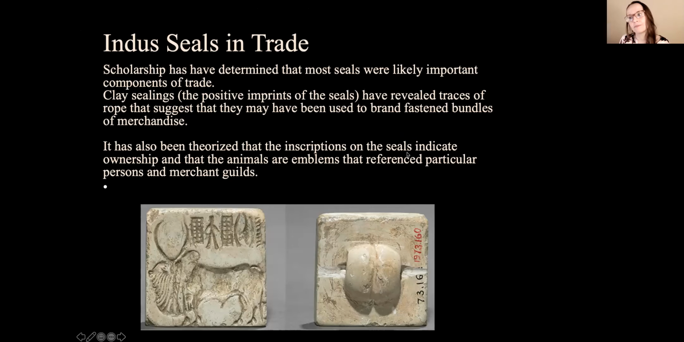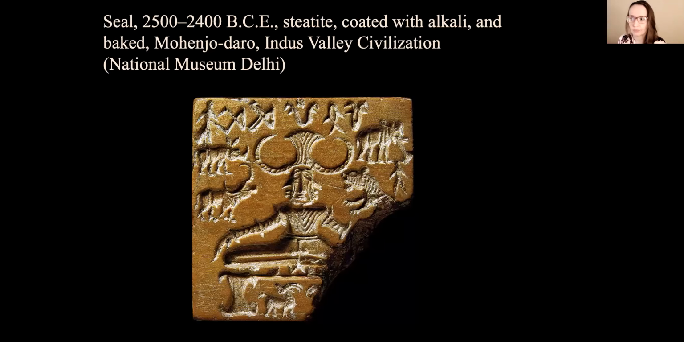Again, I already mentioned this, but Indus seals were likely important components of trade. We have found traces of rope on positive imprints of the seal that suggest they may have been used to brand fastened bundles of merchandise. It has also been theorized that the inscriptions on the seals indicate ownership and that the animals are emblems that referenced particular persons and merchant guilds. That's one theory.